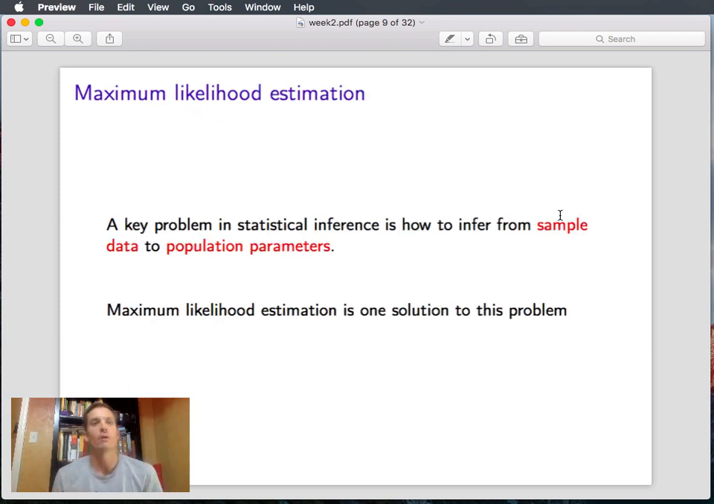So this leads us to our topic of maximum likelihood estimation. It is a key problem in all of statistical inference that you want to be able to take a sample and then infer something about the population from that sample. It's like you're going up from sample to population, from data to parameters. And one solution to this problem, it's not the only one that we'll talk about this semester, but one very common solution is the notion of maximum likelihood estimation.